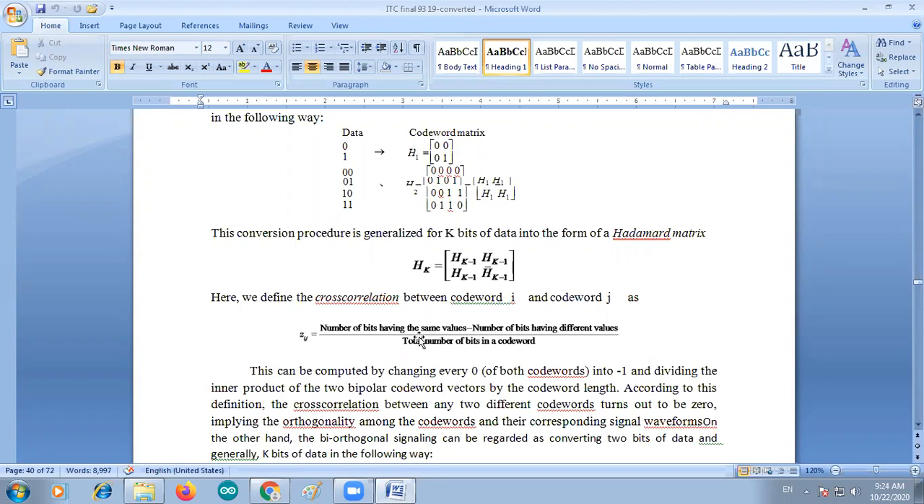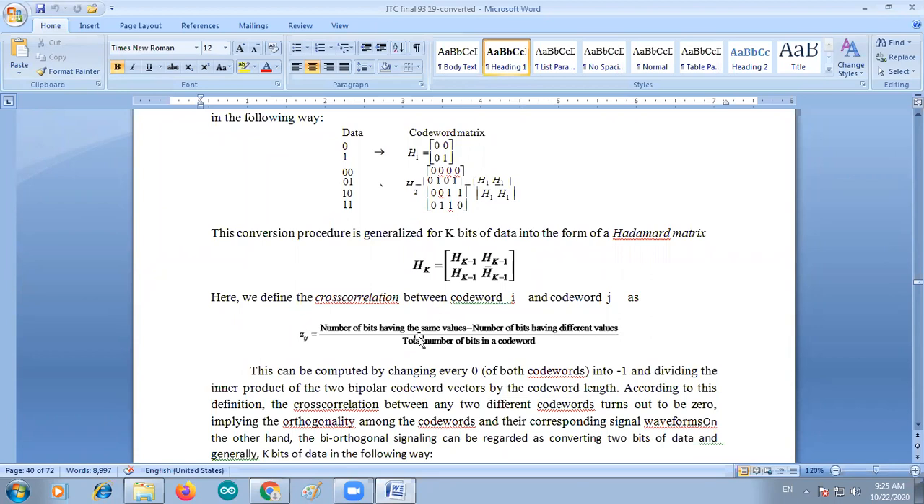There are two types of correlations in communications. One is autocorrelation, another is cross correlation. Autocorrelation is the correlation of the same signal with its delayed signal. The signal is x of t, for example. If the same x of t is delayed by some time, suppose 50 seconds or 20 seconds, that is the same signal and delayed signal.